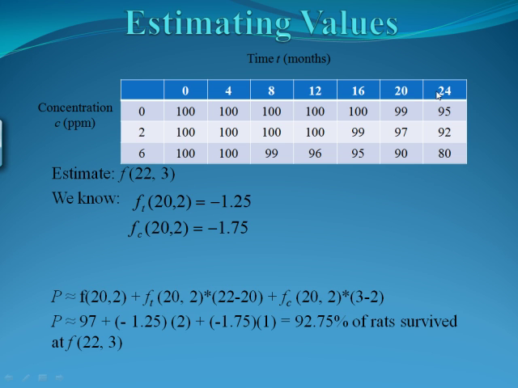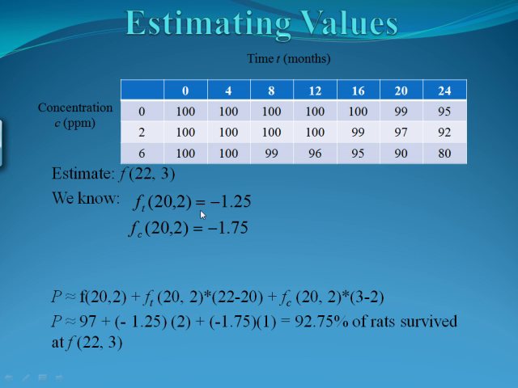So again, 22 is not on the table, 3 is not on the table. So what we want to do is see which value is closest to 22 without going over, so that would be 20, and which value is closest to 3 without going over, which is 2. So we want to use the point f of 20, 2, and then from there we want to change with respect to our rates. Well, these are the rates we calculated first.